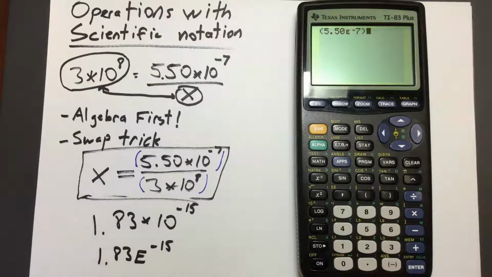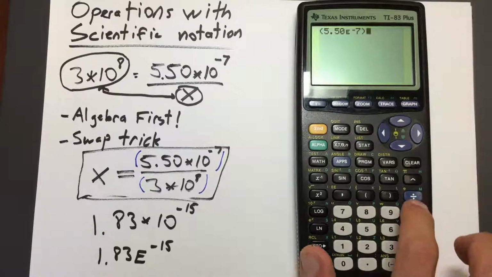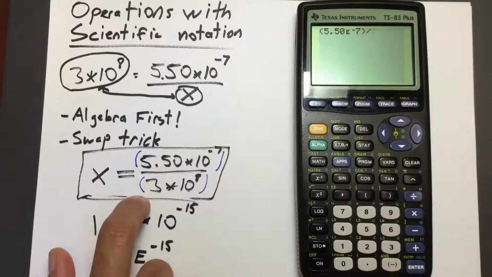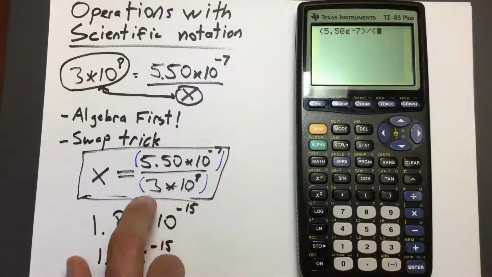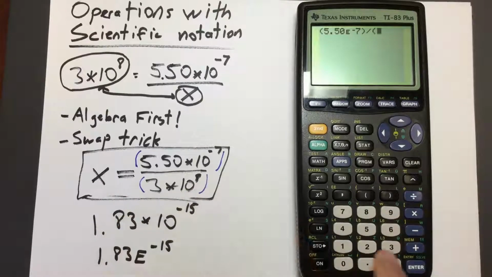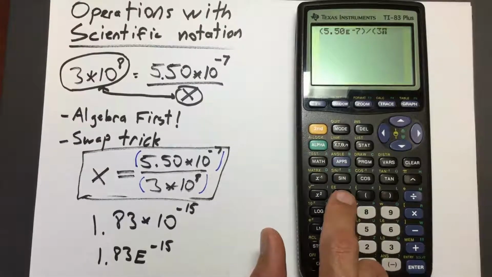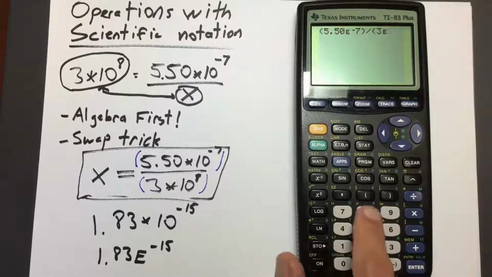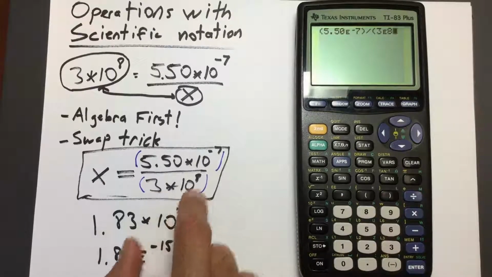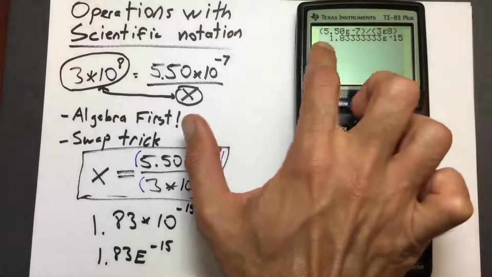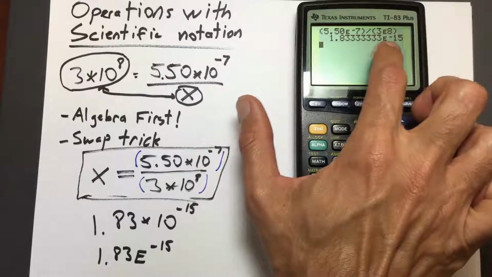To show that the denominator comes next, we press the division key. Now to enter the denominator, we begin again with an open parentheses. And we have 3 times 10 to the 8th, so we say 3, uppercase E, so we must hit second, uppercase E, and then 8. No need to say 10, and no need to put an exponential. Now close the parentheses to show that the denominator is complete, and press enter. Again, we get the same answer we expected, 1.83 times 10 to the -15.